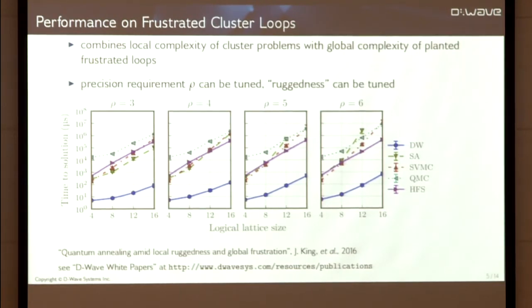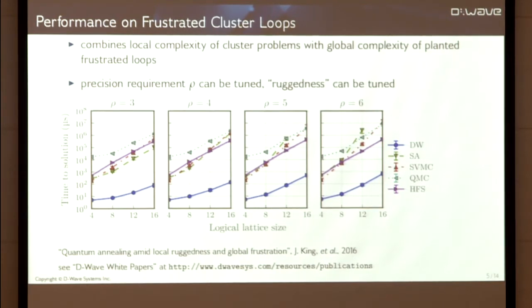And that combination gives us ruggedness tunability. So we can actually tune how tightly we couple these clusters, and we can also tune this precision requirement. So we can make sure that the precision requirement on the pressure loops doesn't grow with problem size. So this is a typical example. These are typical data at a few of these precision rho values, from rho equals 3 to 6.